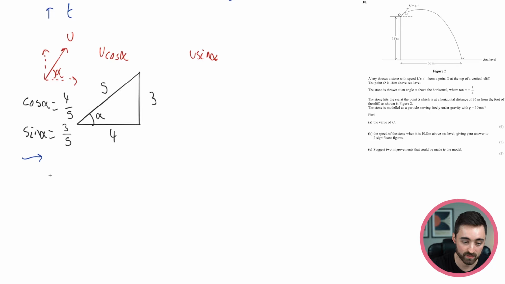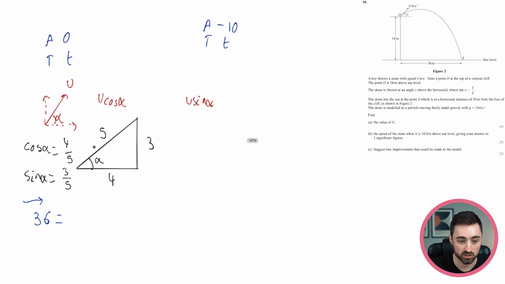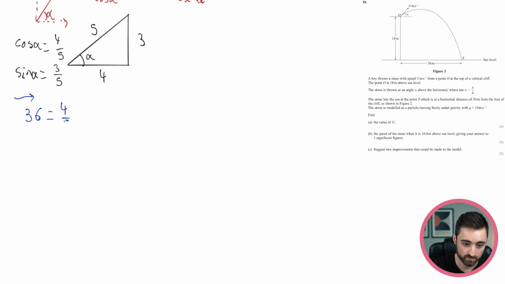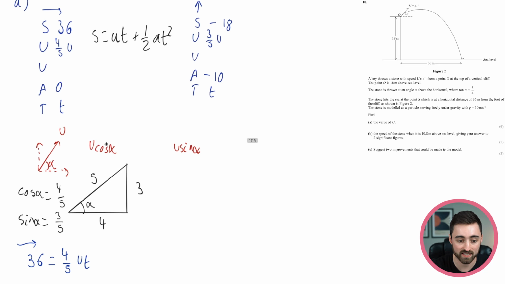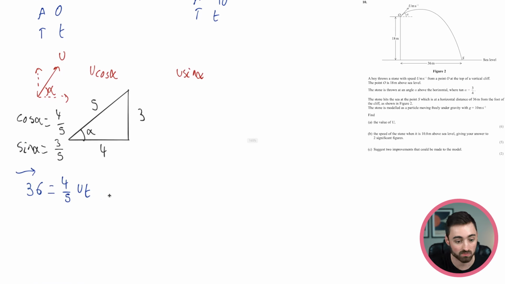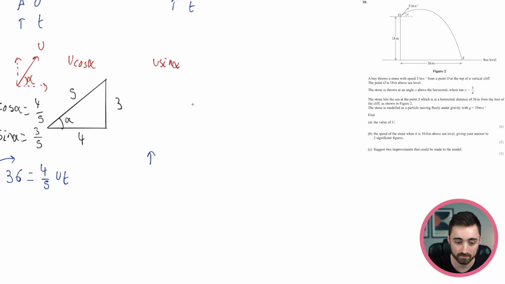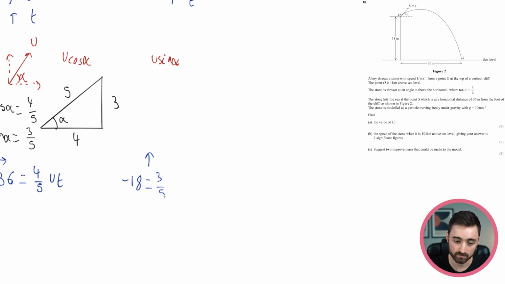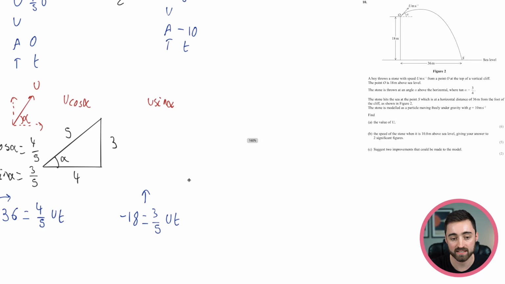So horizontally, s, which is 36, is equal to ut, so 4 over 5 u times t, plus a half at squared. But look, a is 0, so that whole term's going to go, isn't it? So that's what we have horizontally. Vertically, we have s, which is minus 18, equals ut, so 3 over 5 ut, plus a half at squared. So plus a half a, which is minus 10, times t squared.